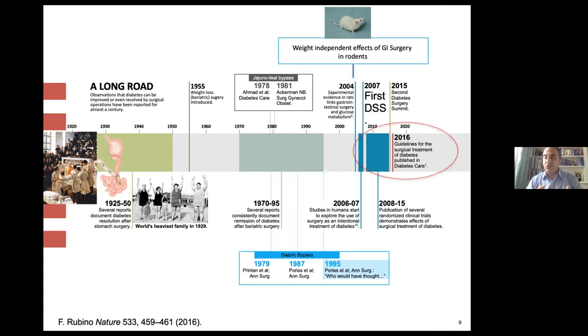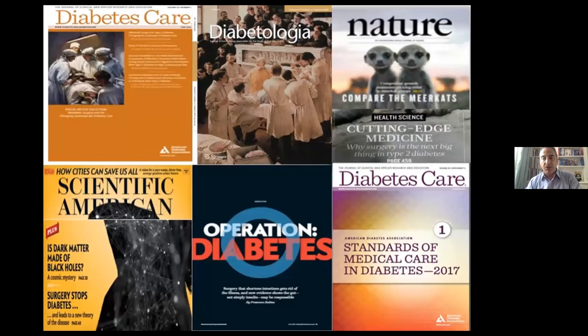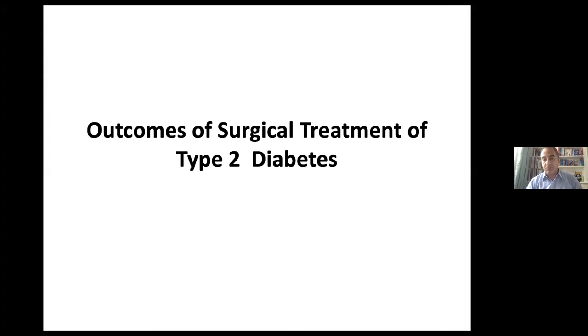One was the recognition, from animal and human studies, that the mechanisms of surgery are independent of weight loss in many cases and in many ways. The other was the engagement of the broader community of medical specialists, not just surgeons, which has resulted in the recognition of surgical treatment for diabetes in many scientific circles. Now, if this slide could symbolically address the question of this meeting, is surgical treatment of diabetes ready for prime time? I would say yes. The answer is yes. Major covers of major medical scientific journals have been dedicated to surgical treatment for diabetes. What are the outcomes?